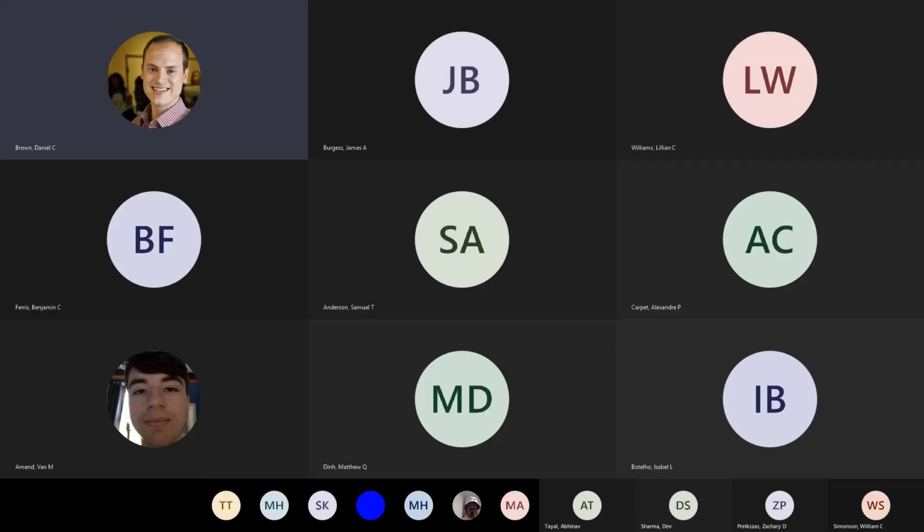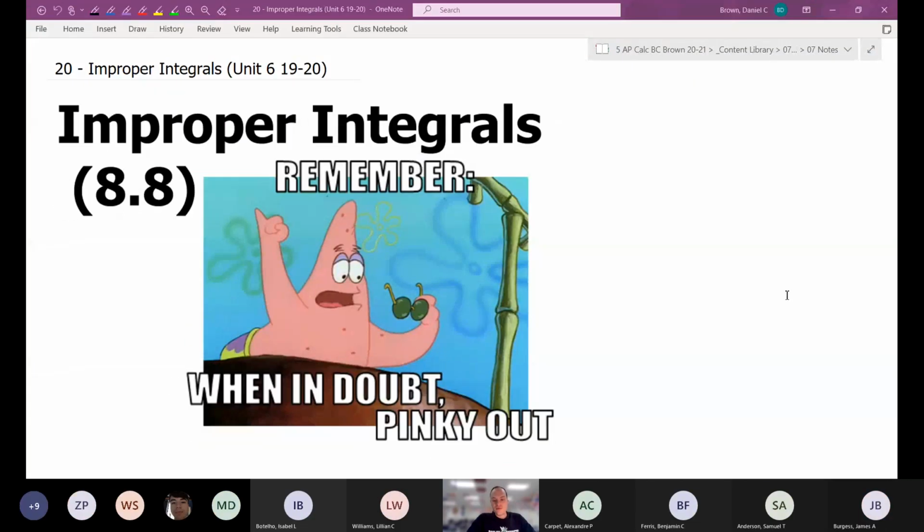That again is only taught in BC, but it will focus on a special type of definite integral for us to kind of explore and deal with. So to start off with today's notes, I was just going to show some examples of problems that would involve an improper integral, or be called an improper integral, and then show you how we solve them.